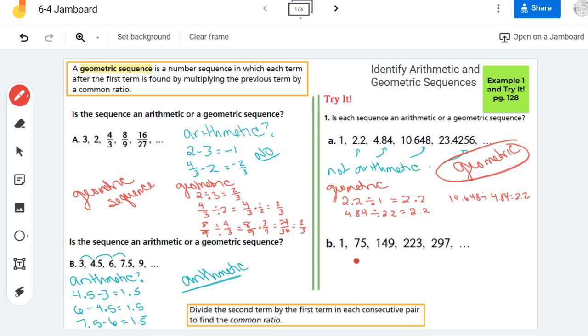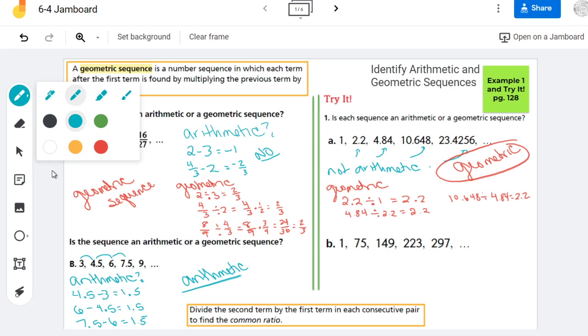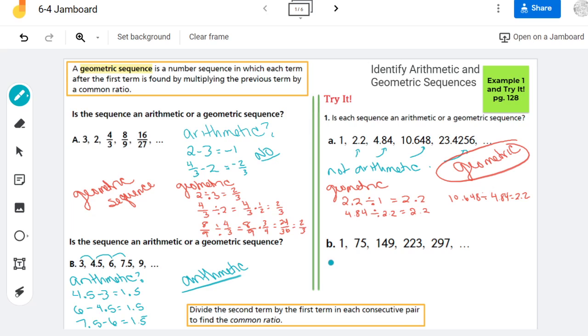Alright, so now let's go ahead and try this last one. So again, I'm going to start with arithmetic. So 75 minus 1 is 74. 149 minus 75 is 74. 223 minus 149, also 74, so that common difference there tells me this is an arithmetic sequence.